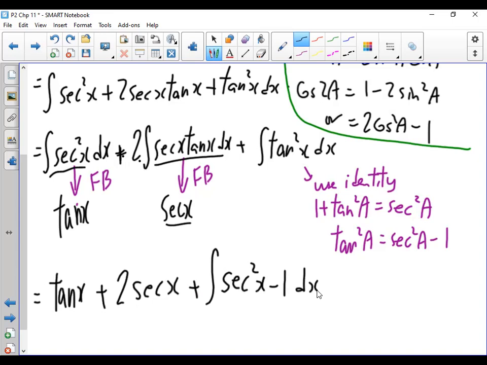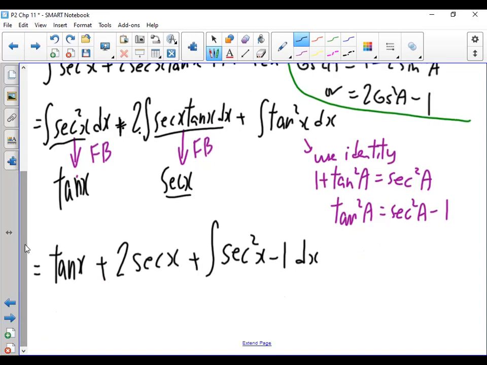Now that's why it's powerful that you write each term separately, so you can integrate one by one. Some expressions could be integrated in one go, but some can't. The first two could be integrated quite easily with the formula booklet, but the third one we have to do an extra step, which is to rewrite it using identities.